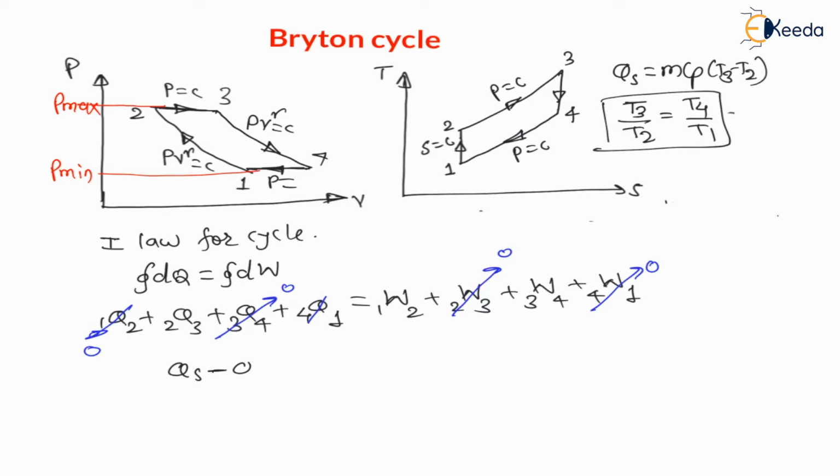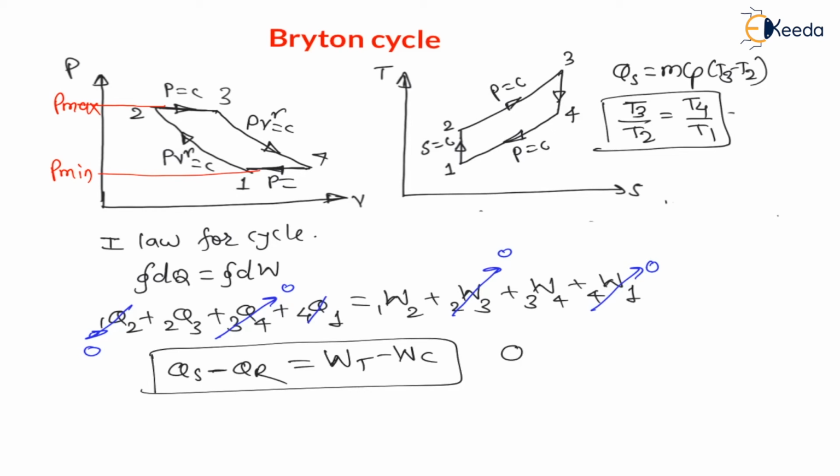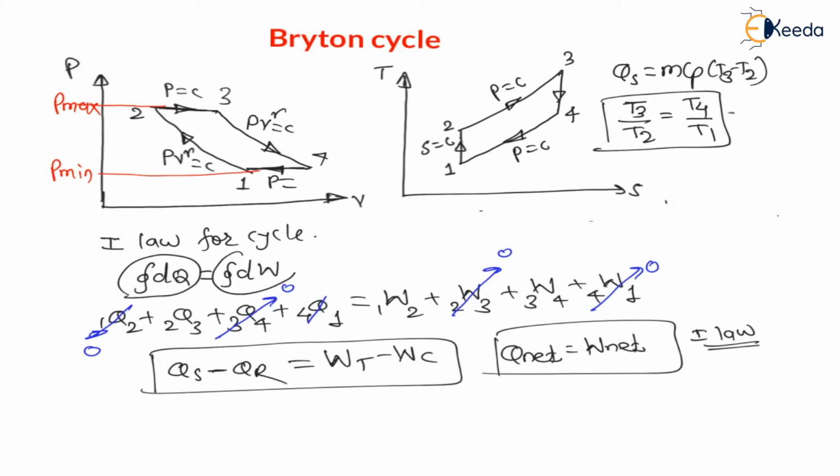Therefore heat supply minus heat rejected is equal to work of process 1 to 2, which is work of compression and is negative, and for 3 to 4 it is work of turbine, which is positive. Therefore it is work of turbine minus work of compressor, right? That means we can say net heat is equal to net work. This is the first law for the cycle. That means the cyclic integral of heat is nothing but net heat, and the cyclic integral of work is nothing but net work.